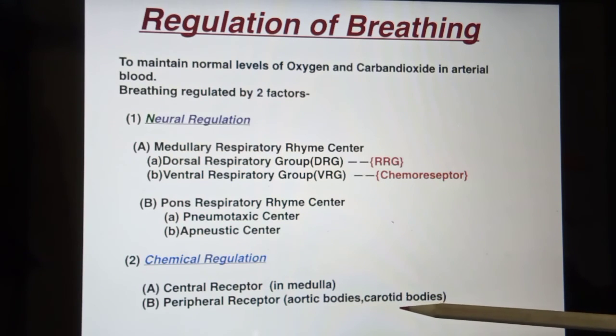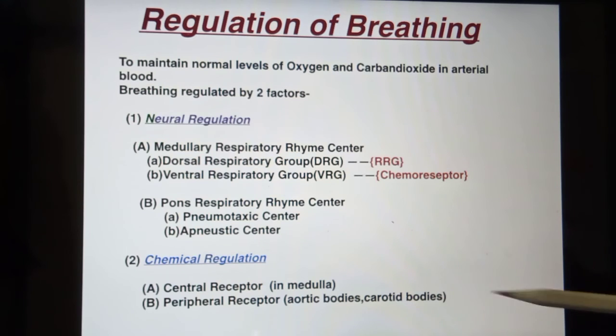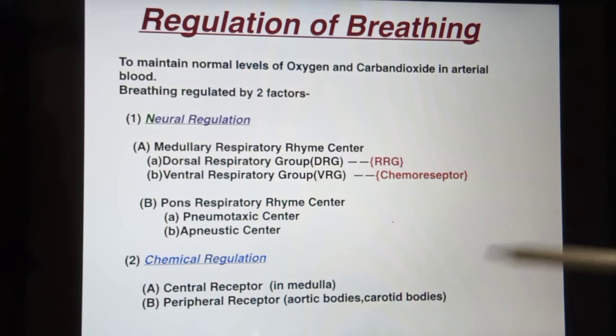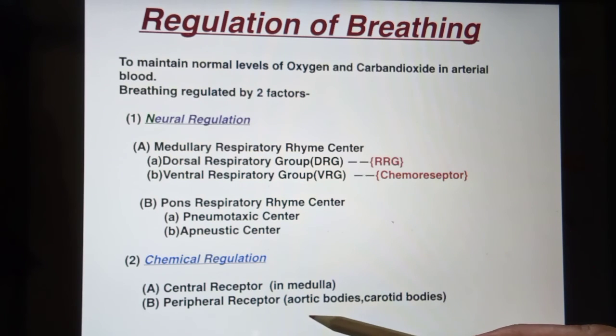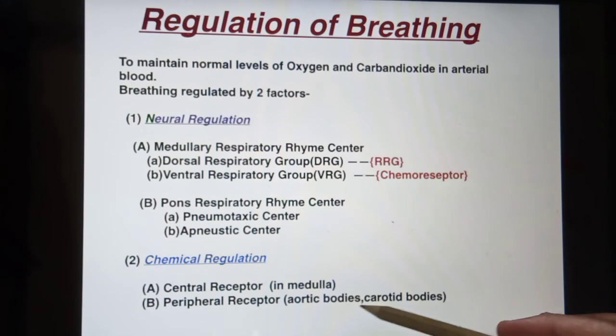Okay, you know the structure of the heart. If you don't know, then you just read or see my last lecture about the heart. Okay, so the peripheral receptors are the aortic bodies and carotid body.